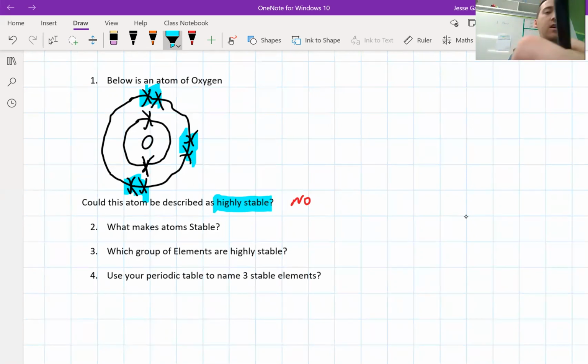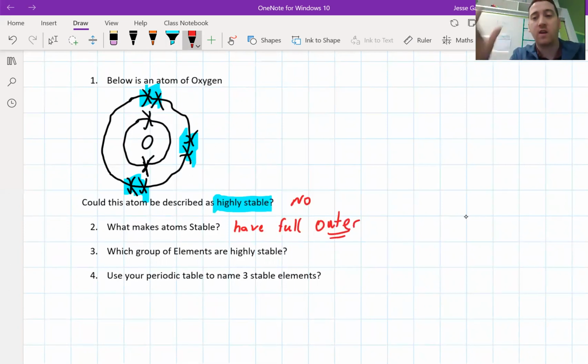Okay, so hopefully for this second one, you said what makes an atom stable? You should have said if they have a full, and you've got to say this word outer, it's the outside one, a full outer shell.